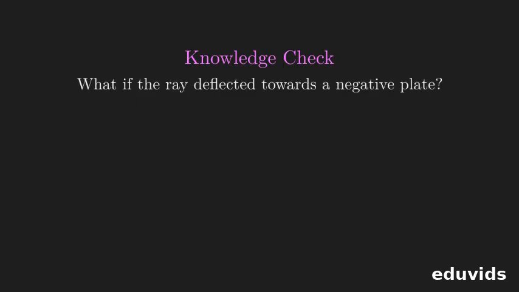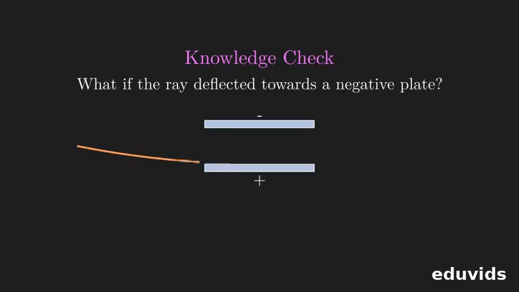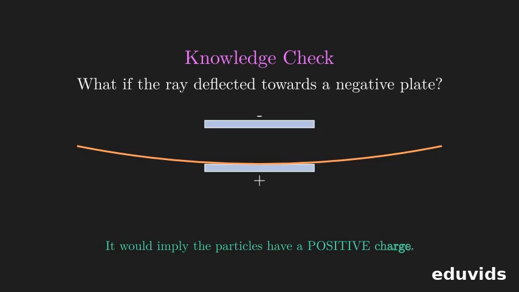If you observe a cathode ray deflecting towards the negative plate, what would that imply about its charge? A deflection towards the negative plate would indicate that the ray particles carried a positive charge, not a negative one.